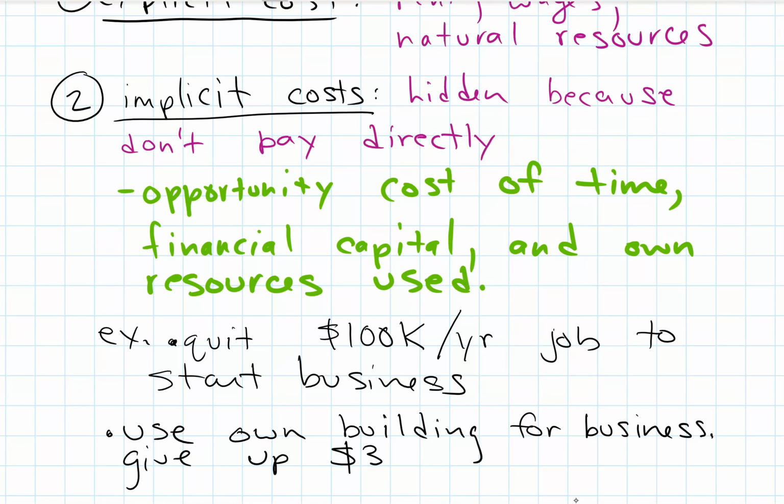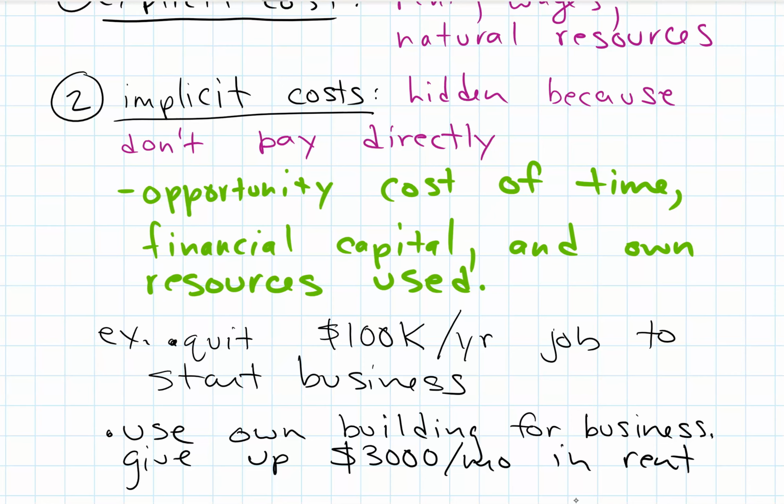I don't know, let's say $3,000 a month. So these are both examples of implicit costs. It's usually alternative uses of your time, your financial capital, or your physical capital. So again, we would then count that you gave up the chance to get that rent, we would then count it as a cost.